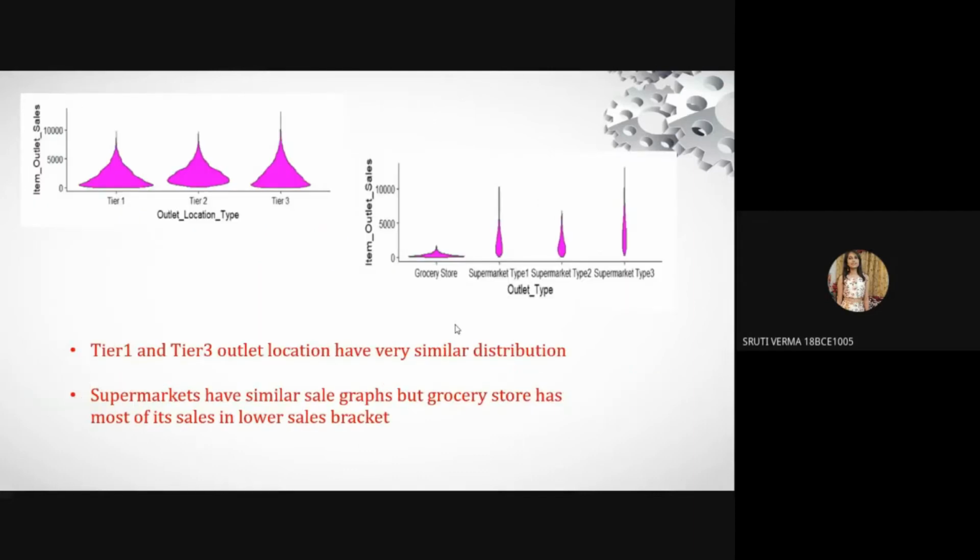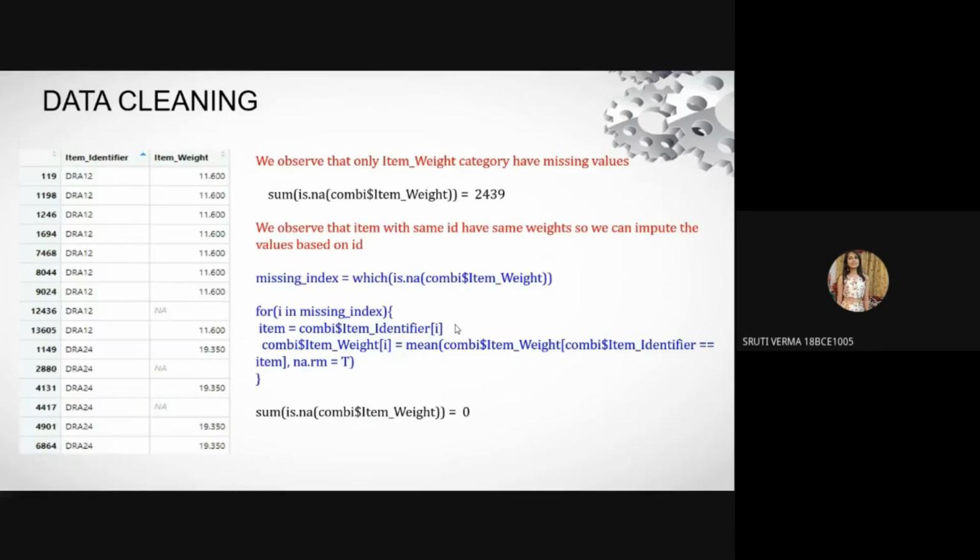Item outlet location type versus the item outlet sales. Tier 1 and Tier 3 outlet locations have very similar distribution. When we plot the outlet type with item outlet sales, supermarkets have similar sales graphs, but grocery stores have most of their sales in the lower sales bracket.